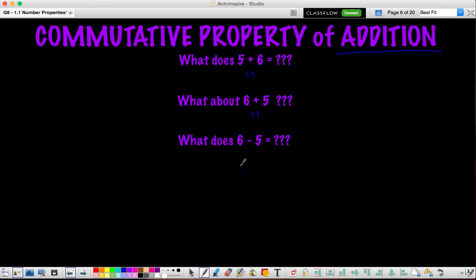So now what I want to look at is, what if I do 6 minus 5? 6 minus 5 is 1. Well, what if I flip it and do 5 minus 6? Is that 1? Actually, it's not. 5 minus 6 actually gets me to negative 1. So here, when I flip my numbers around when doing subtraction, I don't get the same answer. So the commutative property does not work for subtraction. So no subtraction.